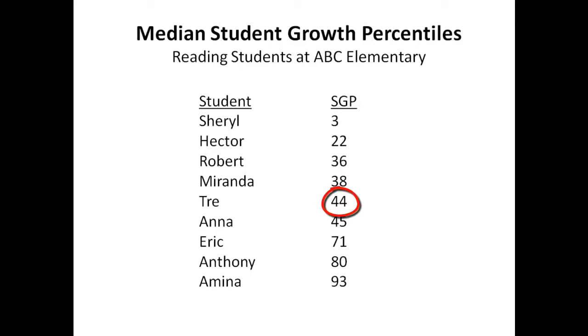An average can be influenced greatly by very high or very low scores, so a median can give a better overall picture for a school. The median SGP shows that half of the students had growth above that level and half had growth below.